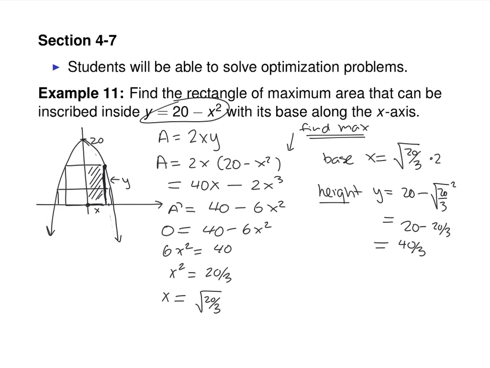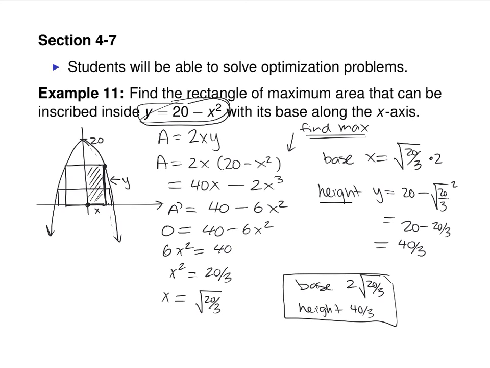Why did you square the root 20 over 3? Oh, because I was finding the y coordinate, and the y coordinate is given by 20 minus x squared. Thank you. Okay. Find the rectangle of maximum area. So I guess that means give me the dimensions. So this rectangle is base 2 root 20 over 3, height 40/3.